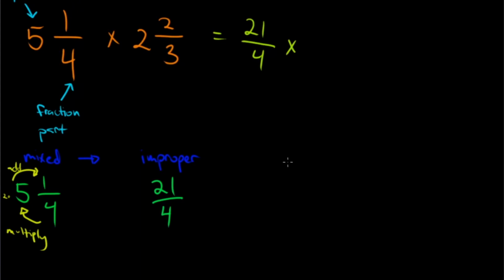Tingnan natin. Again, we have the mixed form. Rewrite natin into the improper form or improper fraction. Our original fraction is 2 2/3. Rewrite into improper fraction. Again, how we're going to do that? I-multiply the denominator by our whole number. So we have 2 times 3 will give us 6. Multiply.